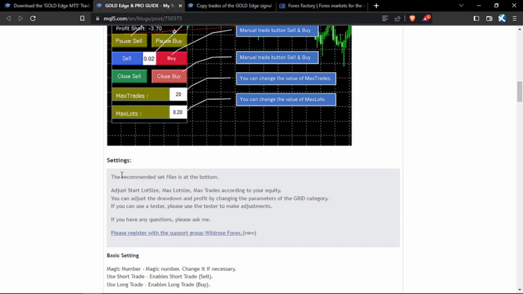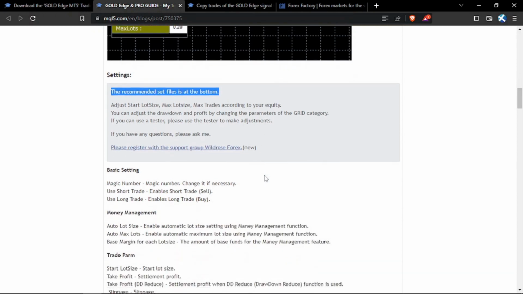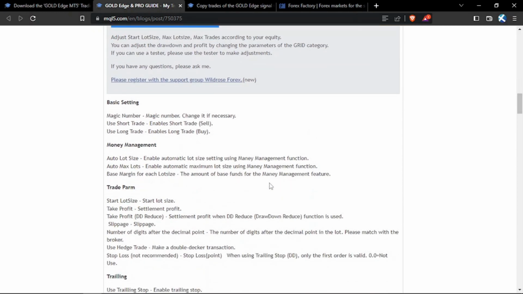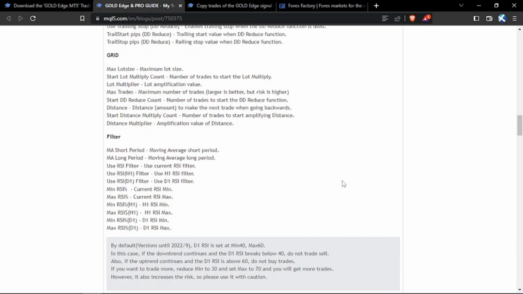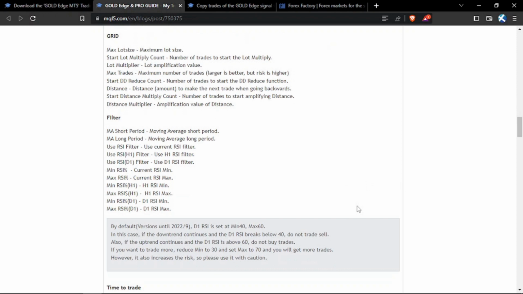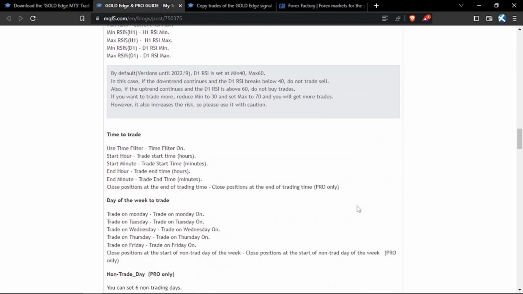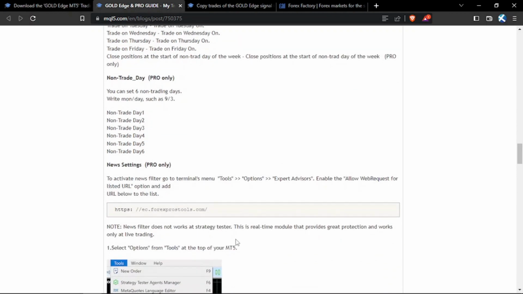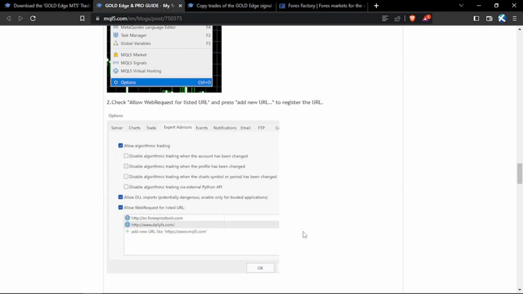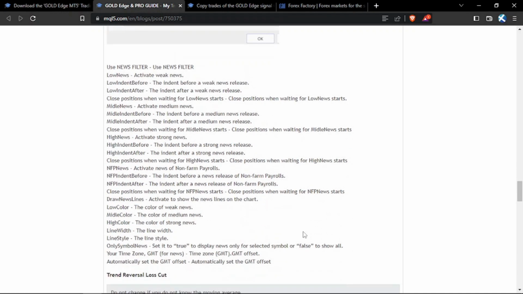The author has given a recommended set file that can be found at the bottom of the guide, and it is the set file that we'll be testing. It shows us the different settings that are available for the bot, so I do recommend taking a closer look at those. It also shows us the news filter options that are available for the Pro version and how to add it to your MetaTrader 5.